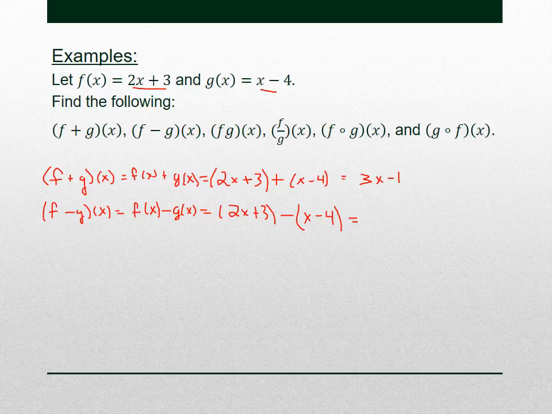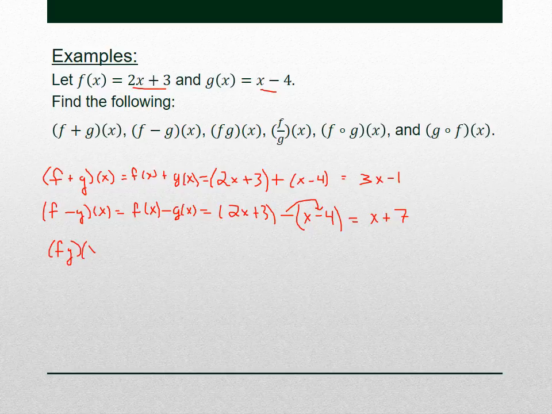And what do we get when we do that? Well, we have 2x minus x is x, and then don't forget to distribute this negative sign. So you get 3 plus 4 is plus 7. So there's f minus g of x.